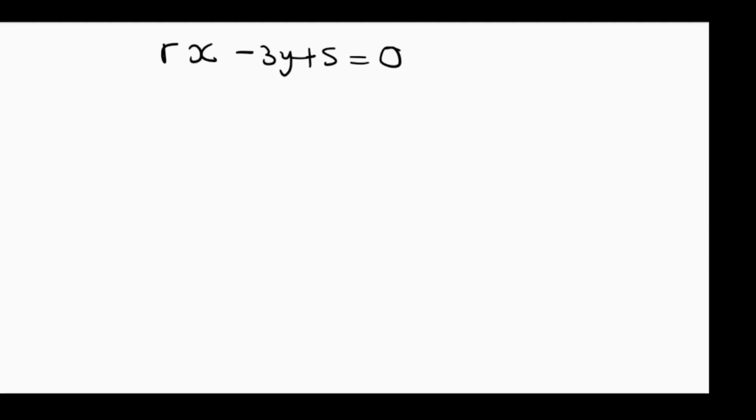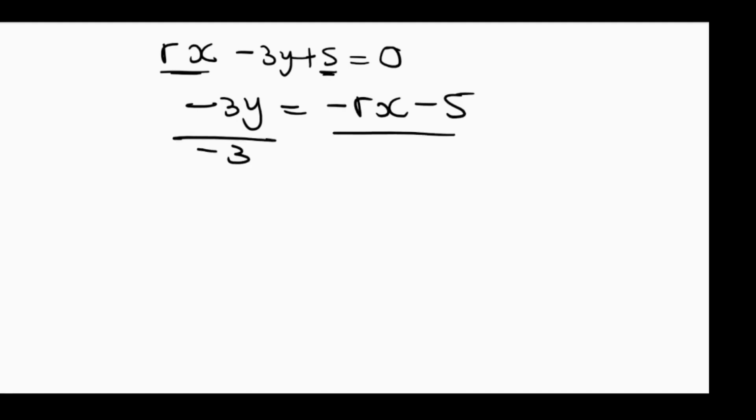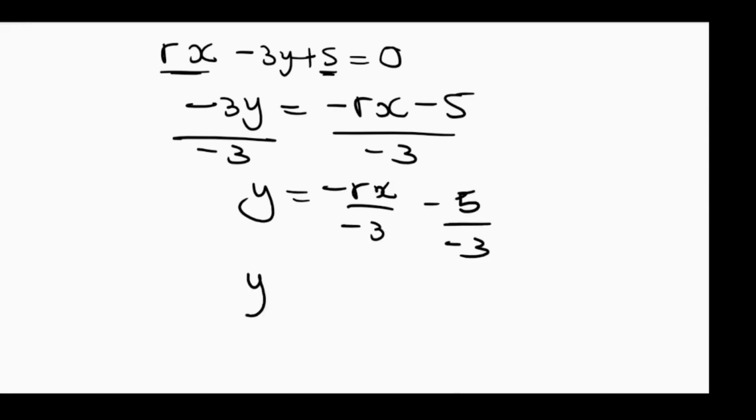To write it in standard form, we're going to transpose this part here to the other side. So you're going to have minus 3y equals minus Rx minus 5, right? And then we divide all sides by minus 3. So y is going to be equal to negative Rx over minus 3 minus 5 over minus 3, right? So y is equal to, the negative goes away, we have Rx over 3 minus, or the negative also goes away, so it's going to be positive 5 over 3.